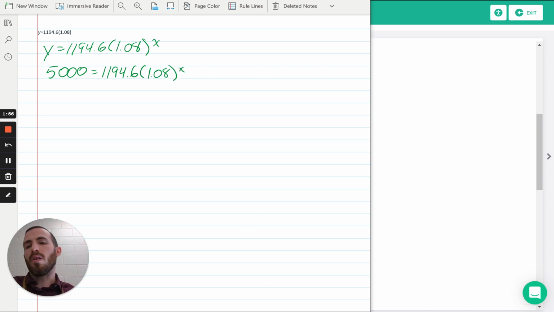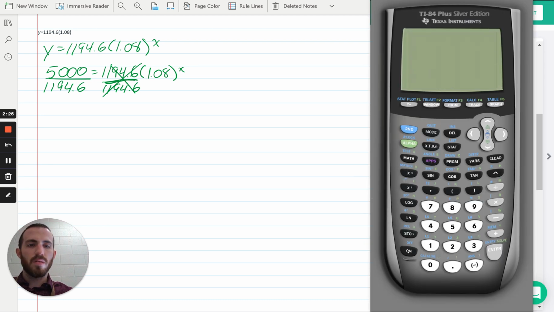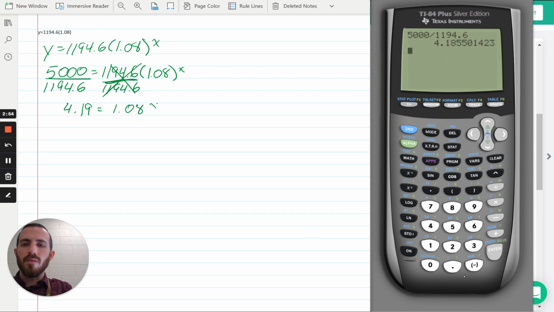Now, just like any other equation we would write, we need to get this 1.08 raised to the x all by itself. So our first step is to separate that from the 1194.6. So in order to do that, we divide both sides by this number. So 1194.6, 1194.6. All right, so we do 5,000 divided by 1194.6, and we're left with on the left side, we're rounding to two decimals like it says, 4.19 equals 1.08 raised to the x.